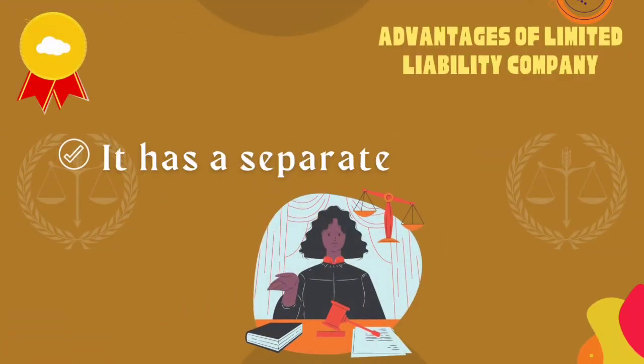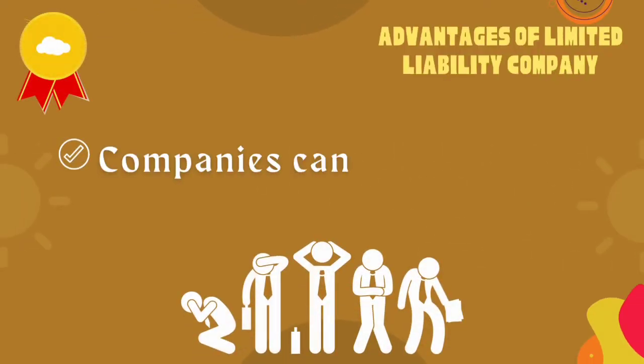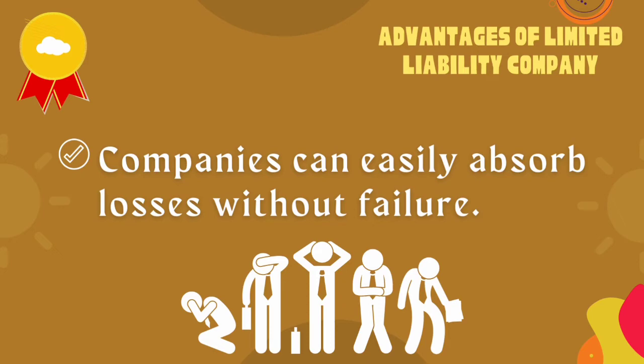Then, secondly, it has a separate legal entity. I will explain that towards the end of this lesson. Then, number three, companies can easily absorb losses without failure. When there is a loss in the company or there is a failure in their plan, they are able to absorb it, to manage it, to handle it without causing closure of the business.